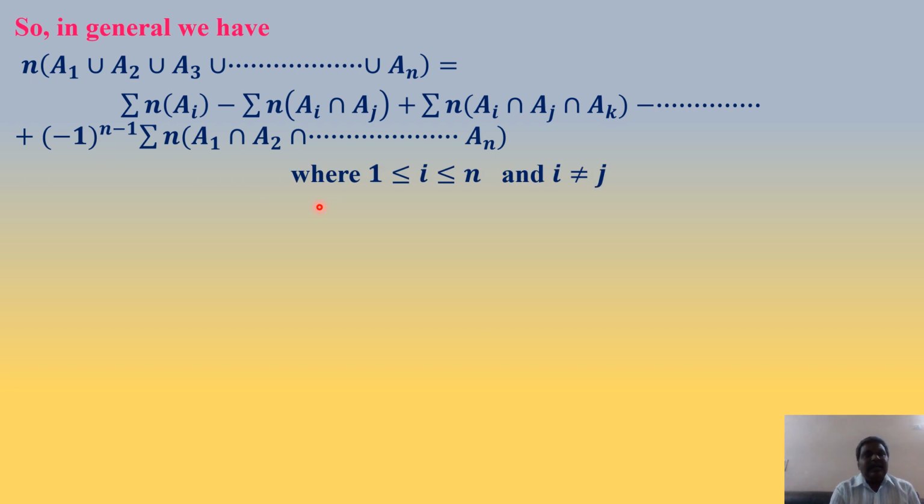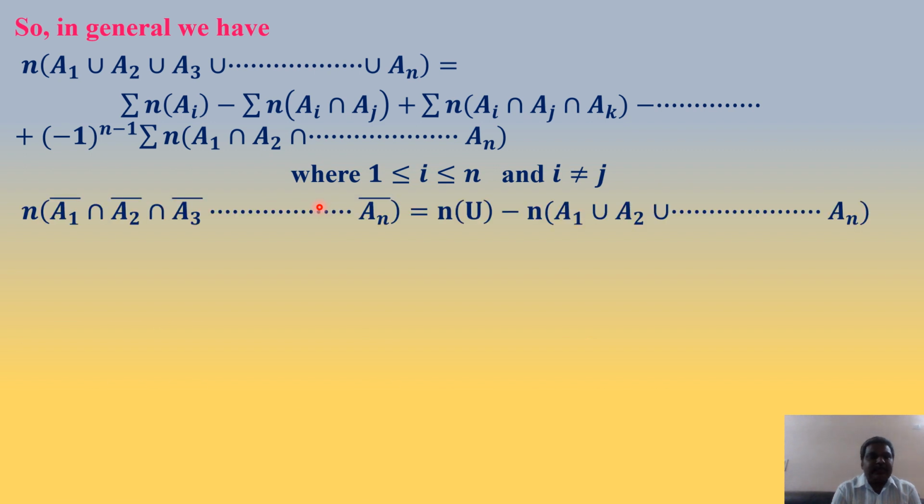Next, what is the range of i? 1 less than or equal to i less than or equal to n. Similarly, n of A1 bar intersection A2 bar intersection A3 bar and so on up to An bar is what? By De Morgan's law, n of A1 union A2 union A3 and so on up to union An whole bar, that is nothing but n of u minus n of A1 union A2 union and so on up to An. This is the relation between the complements and the real sets.